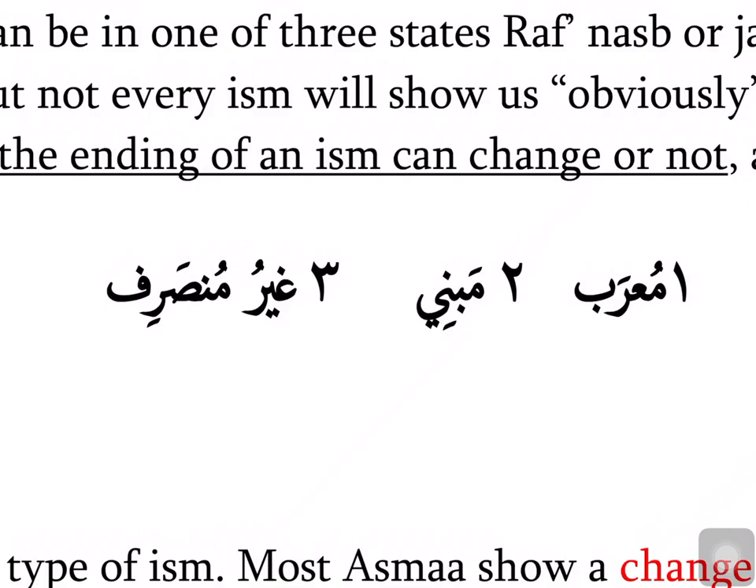Some ism will show us their status very clearly. We will be able to tell. Those will be the mu'rab ism. Some will never reveal their status. They are rigid, inflexible. They are the mabni. Some will sometimes show and sometimes not show. Those are the trickiest ones. These are the ghayru munsarif.